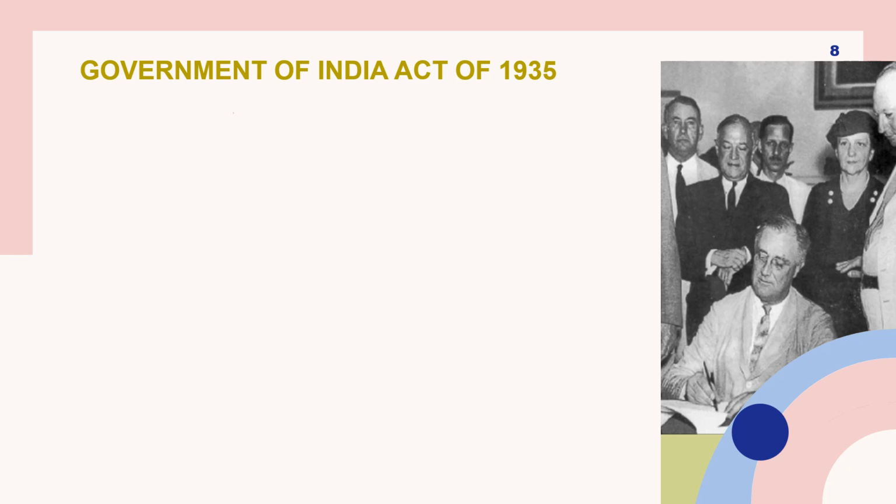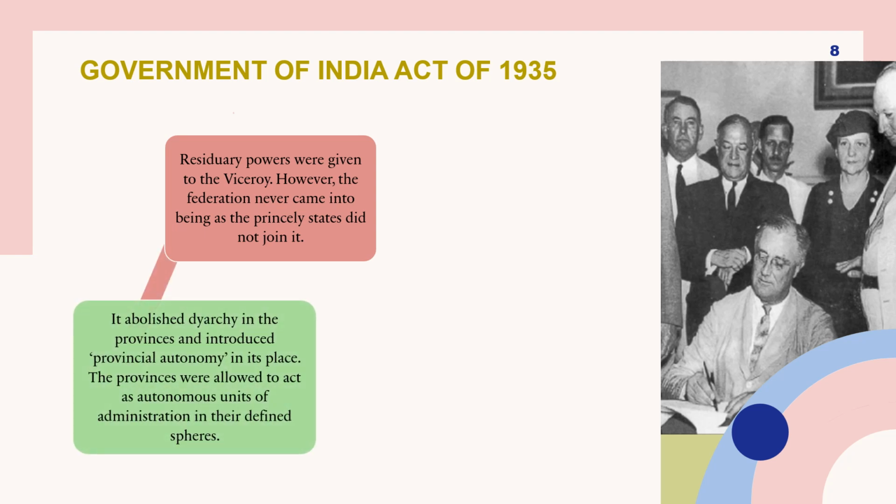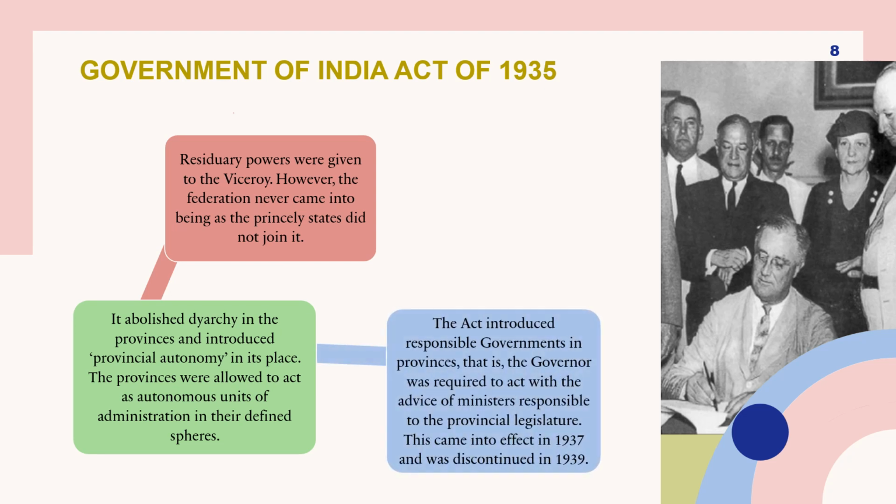Government of India Act of 1935 gave residuary powers to the Viceroy. However, the federation never came into being as the princely states did not join it. This act abolished diarchy in the provinces and introduced provincial autonomy in its place. The provinces were allowed to act as autonomous units of administration in their defined spheres. The act introduced responsible government in provinces, that is, the governor was required to act with the advice of ministers responsible to the provincial legislature.